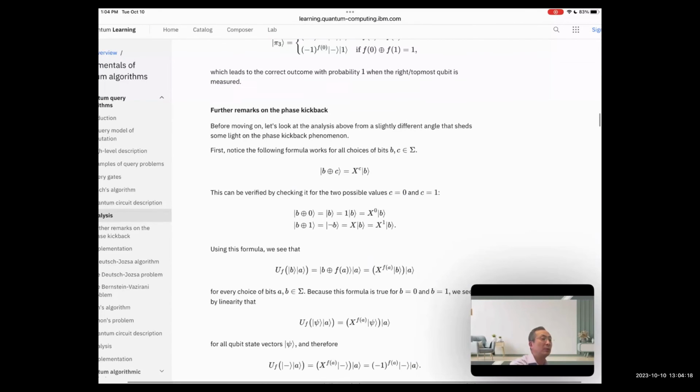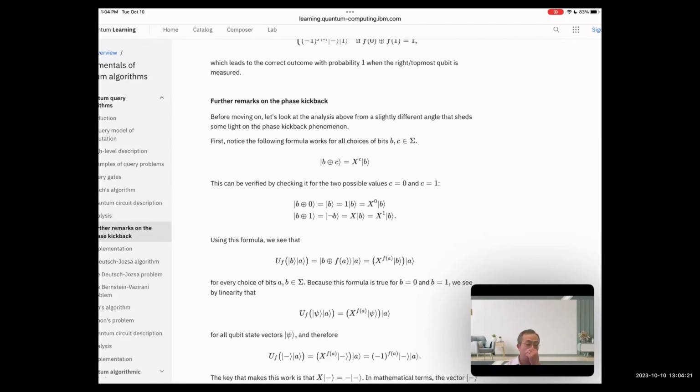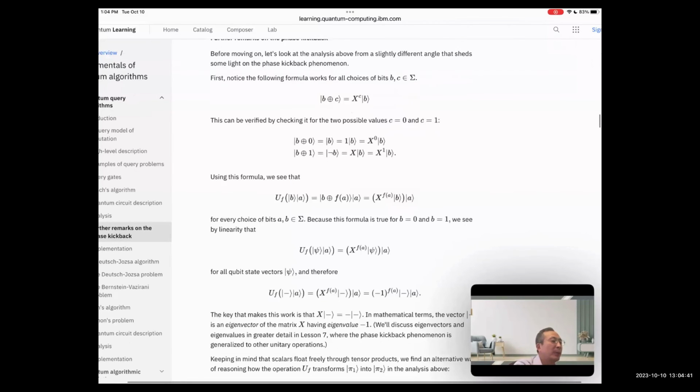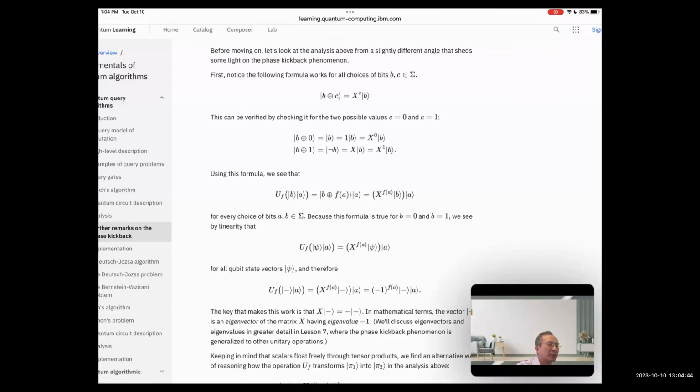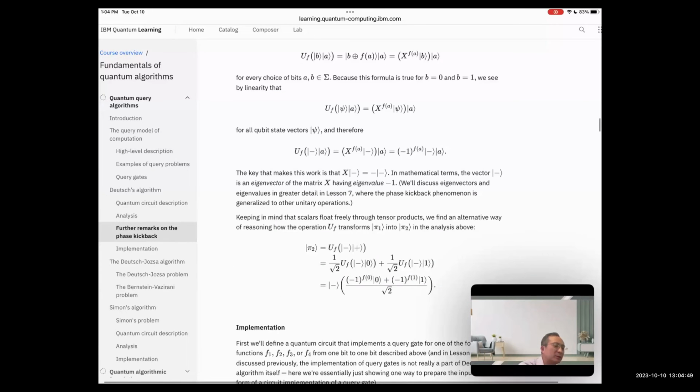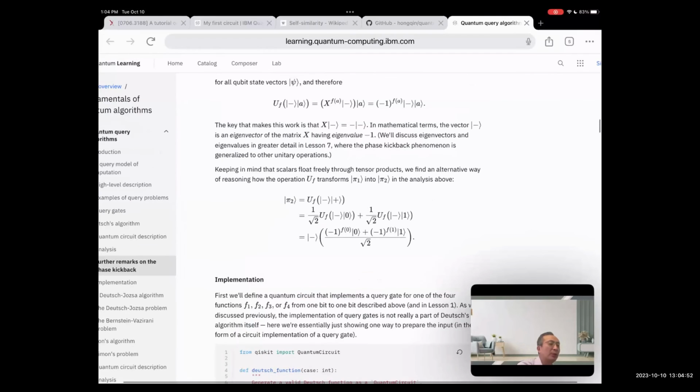So what's really an important lesson here is called phase kickback. That's one of the reasons why quantum computing is faster at solving some problems than classical computing methods. This phase kickback, or intuitively we can call it phase cancellation, is one way quantum computing solves some problems faster than classical ways.